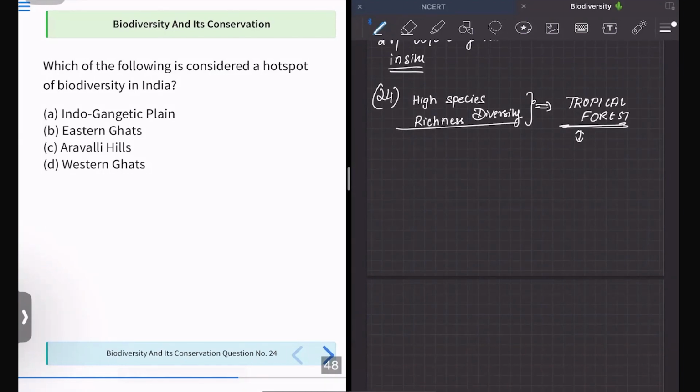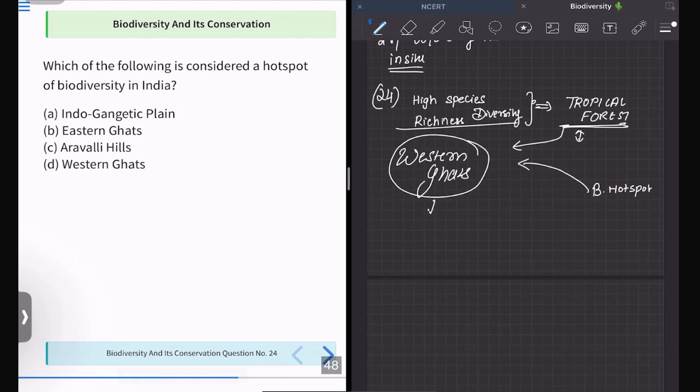And in India, the tropical forest, or we can say biodiversity hotspot, is none other than our Western Ghats. We have discussed that Western Ghats has many endemic species. It shows endemism. It is a tropical forest and a biodiversity hotspot. So option number D itself is the most appropriate and correct answer. You could have solved it by some basic concept and common sense.